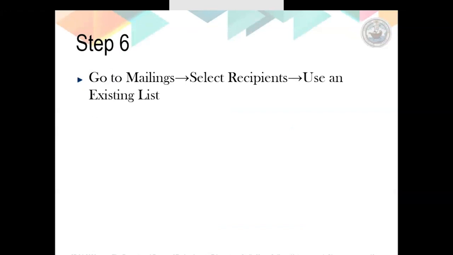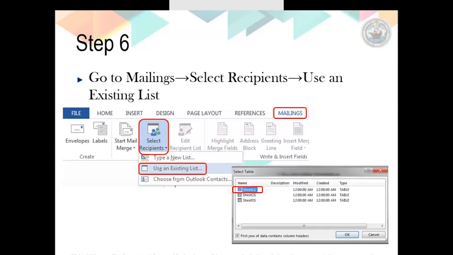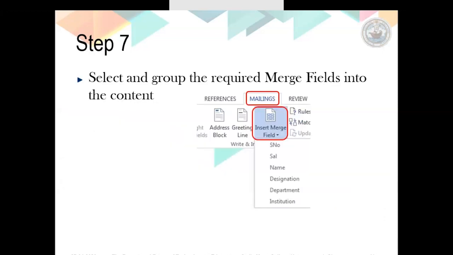So you're going to go to the Mailings tab. There you have something called Select Recipients. There I will choose Use an Existing List because I'm going to use an Excel file. So there it is going to ask me from which sheet I should take. I had only one sheet which had the information, so I'm choosing it and giving OK.